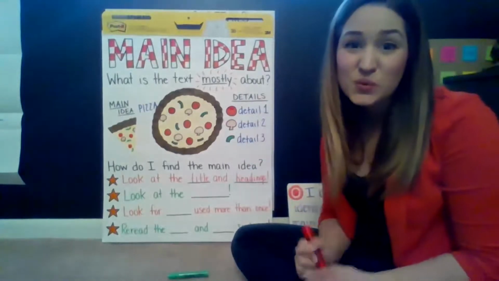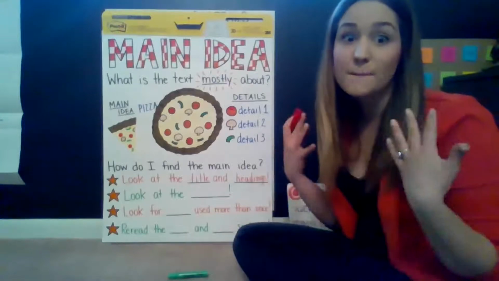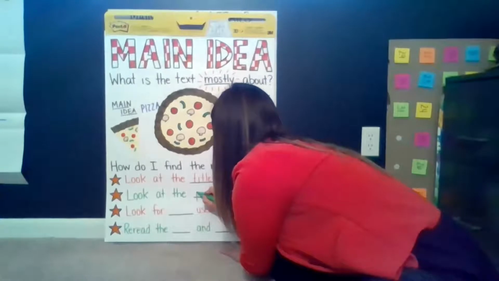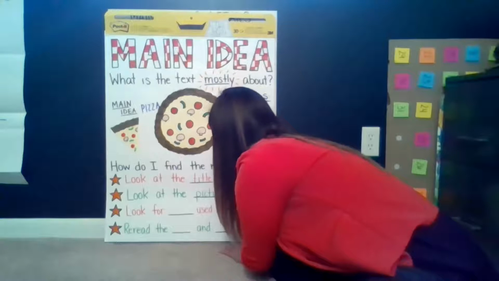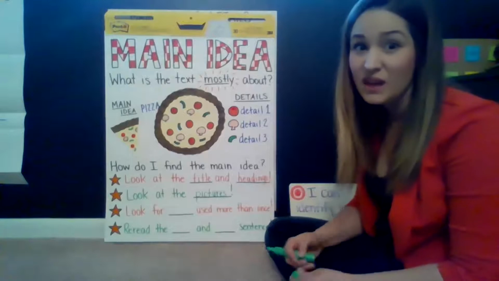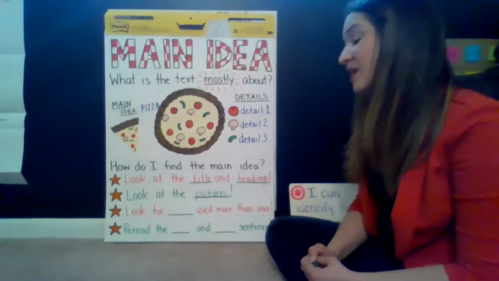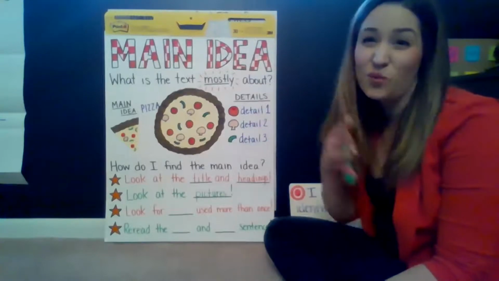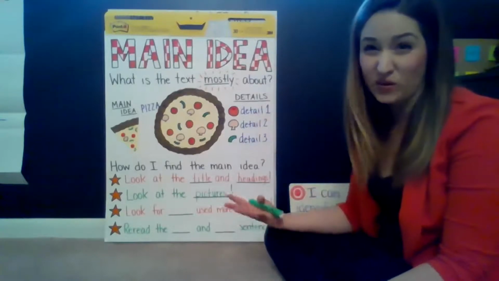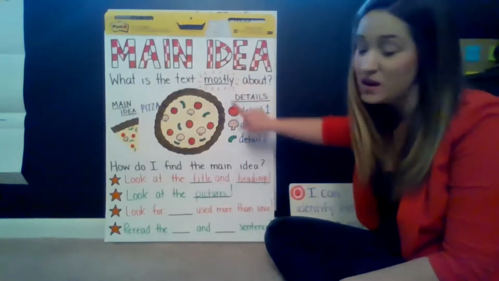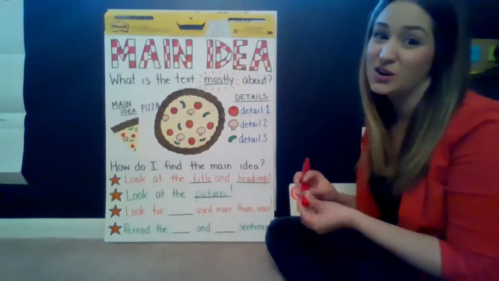Now, the other thing that's really important to look at in my book are all of the pictures. I want to look at the pictures. My pictures can give me clues for what my book is mostly about. I also want to look for words that are used more than once. If in a book the same words keep coming up over and over and over again, it's probably because they're really important. It's what the book is mostly about. So I want to look for words that are used more than once.